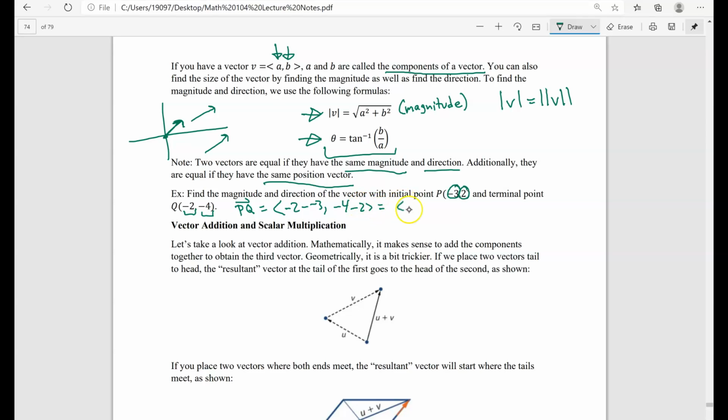So that's going to give me, what is this? This is going to give me a positive 1. And the other one's going to give me a negative 6. So this is going to be my vector itself. Now, we don't want the vector. What we want is the magnitude of the vector, so the magnitude and the direction.